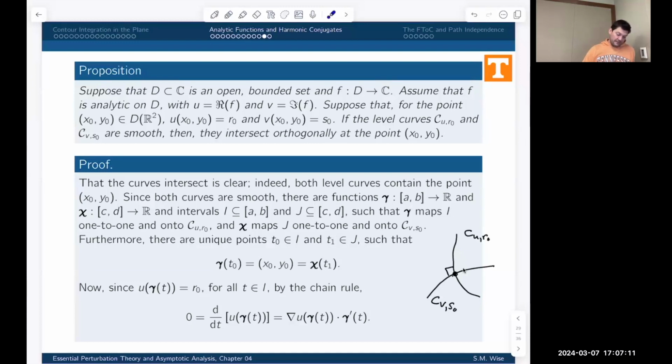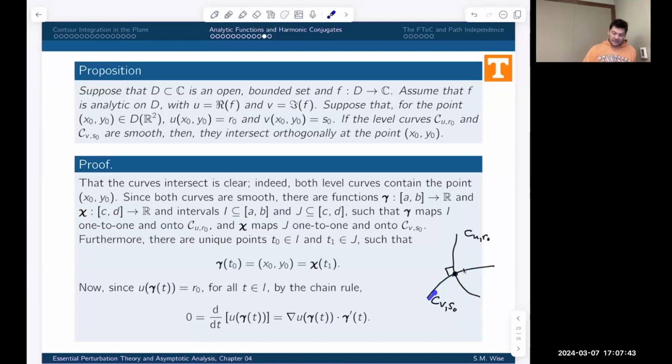So how do we prove that? The curves intersect clearly because I made them intersect, right? Okay, so both level curves contain the point x naught, y naught. So what we're going to do is compute tangent vectors of these guys, right? How do I compute the tangent vectors? No, they hit the point. They go through this point in the plane, x naught, y naught.